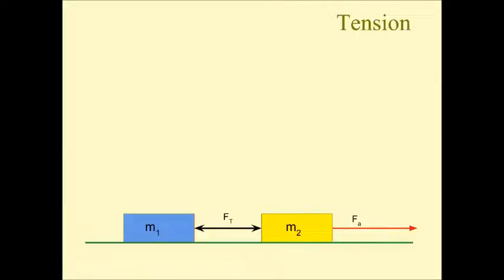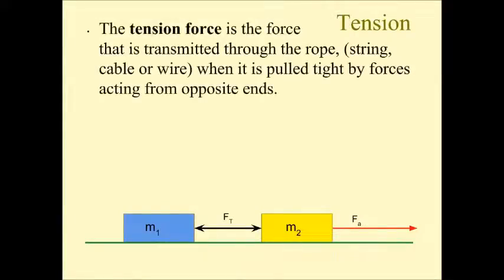Okay, so let's just talk about tension first. Tension is a force that's transmitted through a rope, string, cable, or wire when it is pulled tight by forces acting on opposite ends. So in this diagram at the bottom, we have an applied force to the right, and a rope between the two masses. The whole system will move together, but there will be tension in the rope between the two masses.